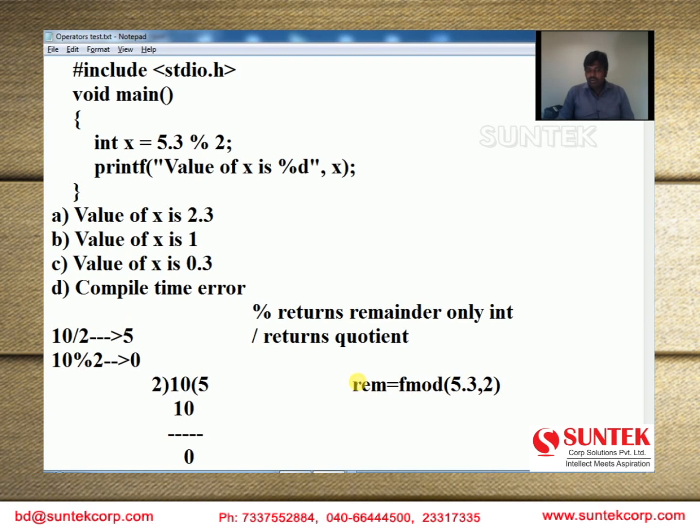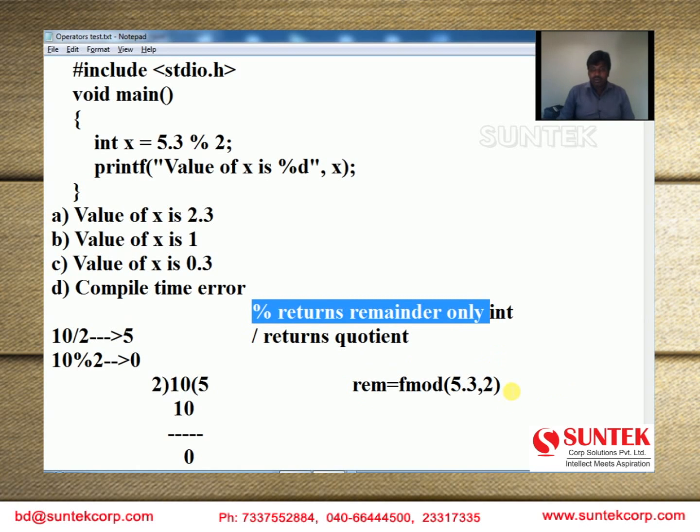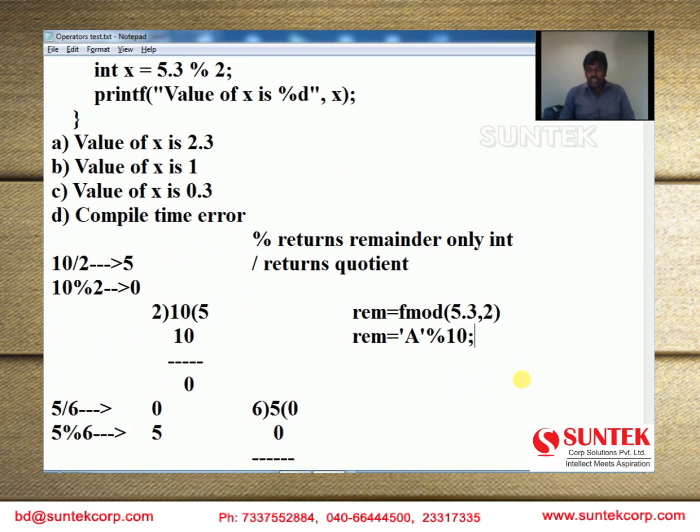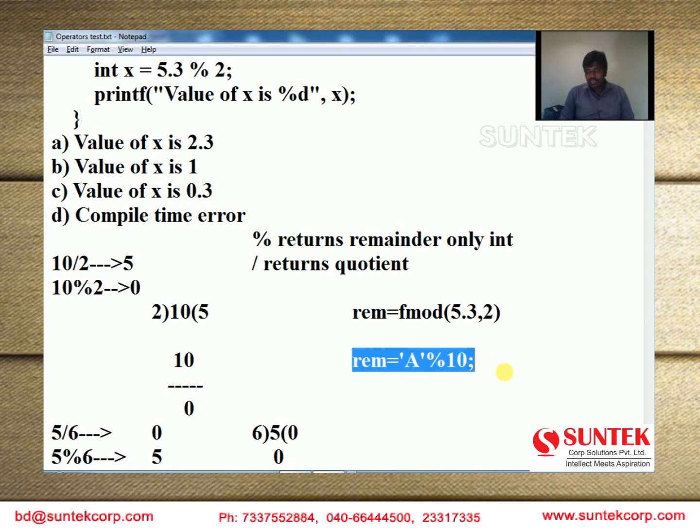Otherwise, we have to use the remainder operator, which is only for integers, not for other data types. Some students will ask: what is the remainder for this? If I write remainder = 'A' % 10, what is the remainder? I already told you this is only for integers. Here it's not a compilation error. Why? Because a character is nothing but an integer. All character evaluations are done in the form of ASCII values.